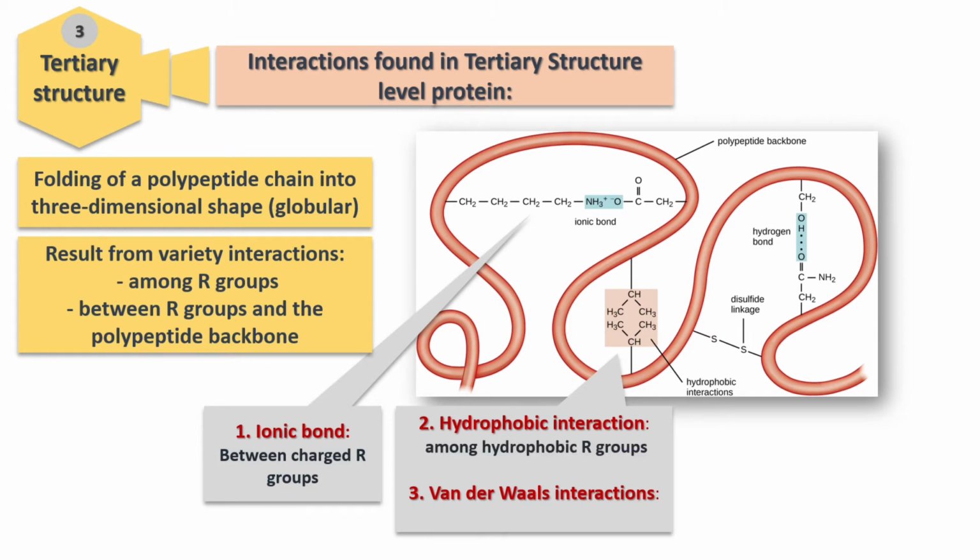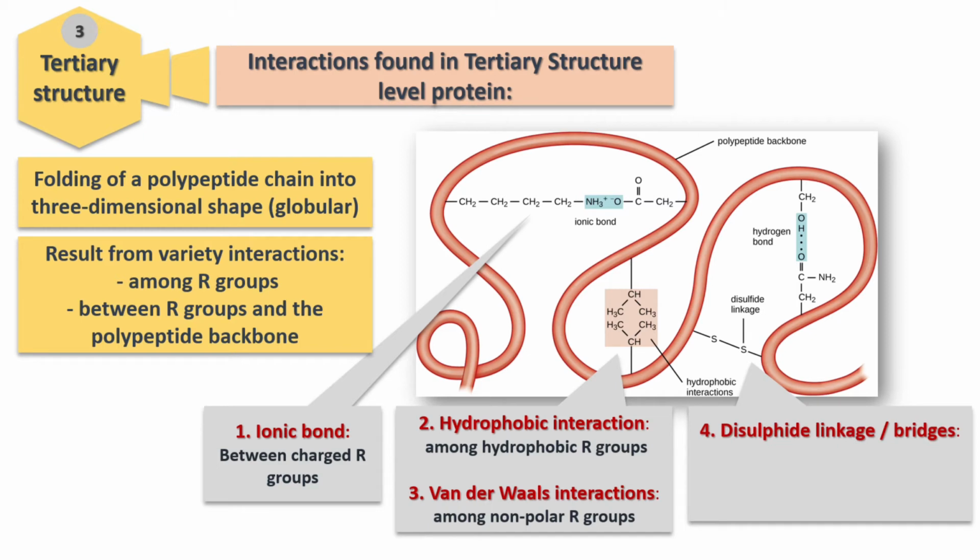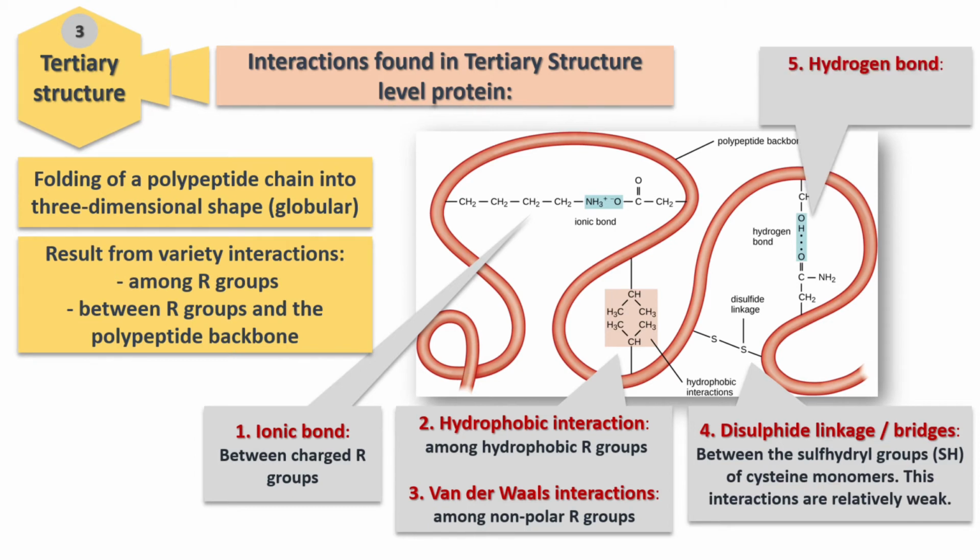Third, van der Waals interactions among nonpolar R groups. Fourth, disulfide linkage or bridges between the sulfhydryl groups of cysteine monomers. These interactions are relatively weak. Fifth, hydrogen bond among polar end, or charged areas.